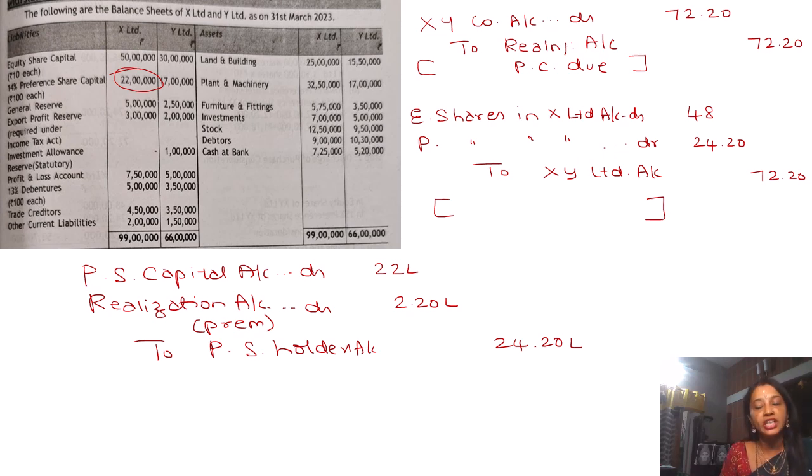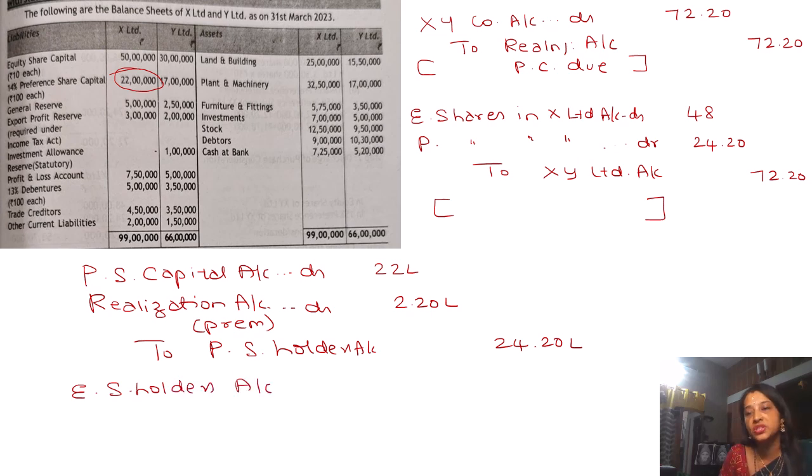So when you take the total of the debits and the total of the credits of the realization account, you will get a profit of 2 lakhs. Sorry, you will get a loss of 2 lakhs. So that loss will be transferred to equity shareholders account. So the loss of 2 lakhs will be transferred to equity shareholders account. So the entry will be equity shareholders account.